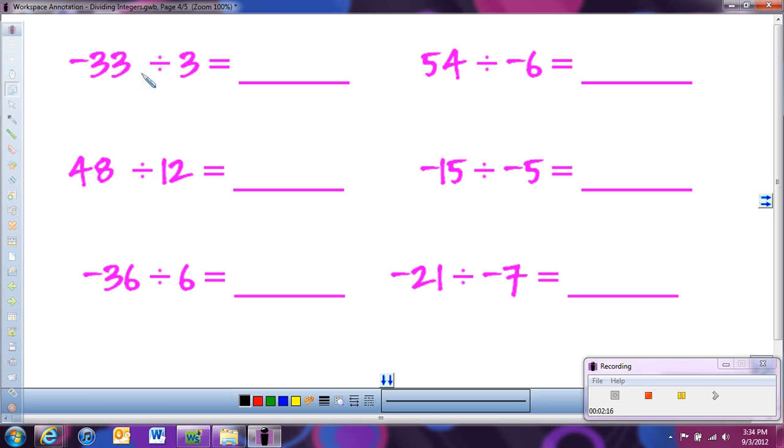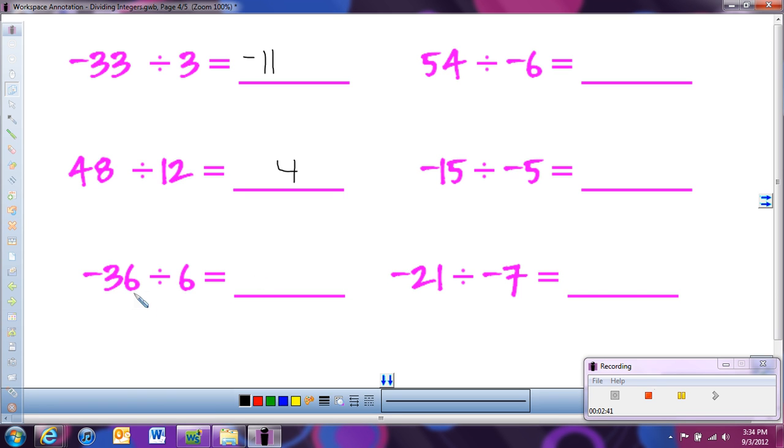So negative 33 divided by 3. We have one negative, so remember that means our answer will be negative. And 33 divided by 3 will give us 11. So looking at this next one, there's no negative numbers even to worry about, so our answer is just going to be positive. 48 divided by 12 will give us 4.